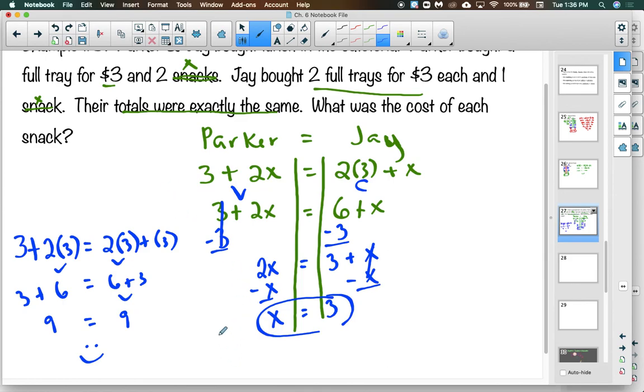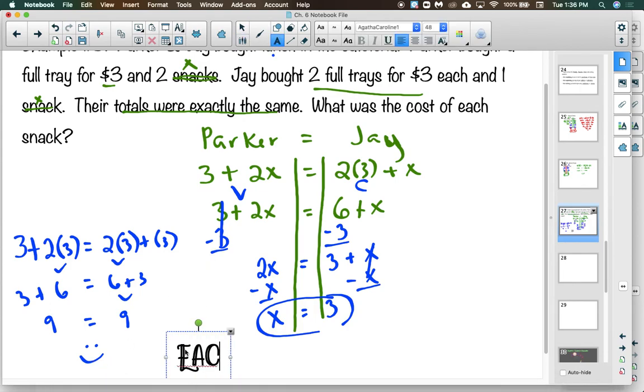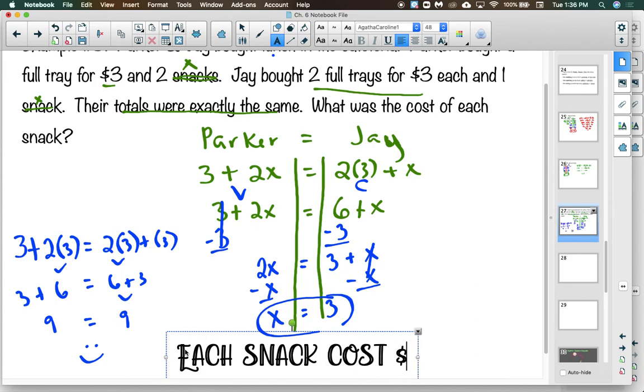So an answer sentence that would make this really nice and complete is that each snack cost $3. Take your time on this one, guys. We're going to go over lots more like this tomorrow in class. Go ahead and do those practice problems and ask questions if you have any.